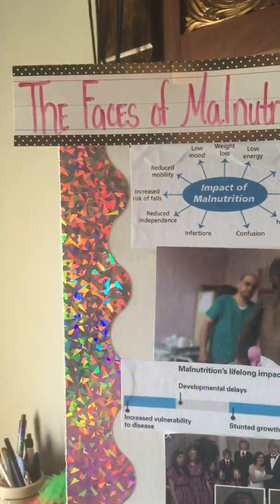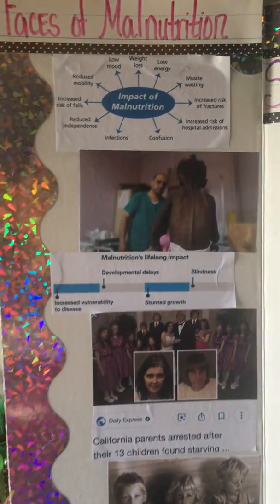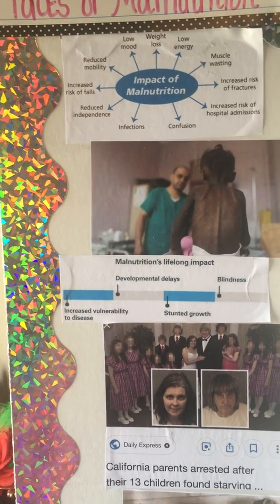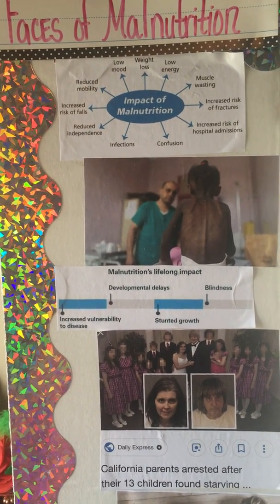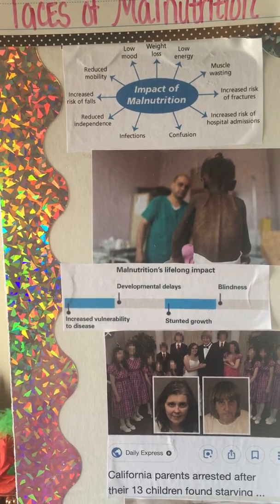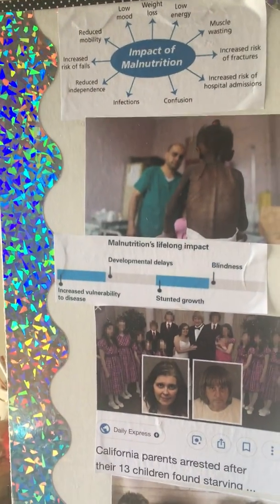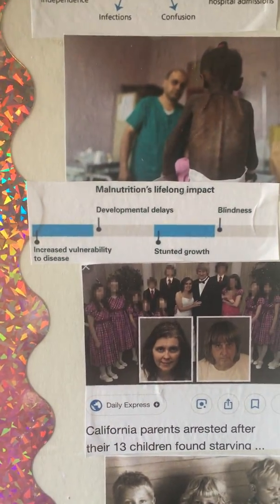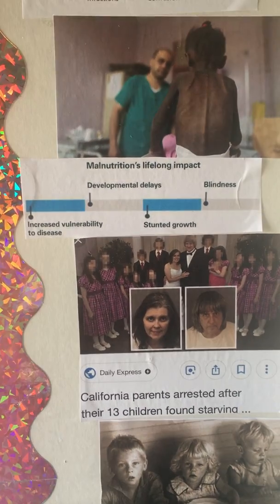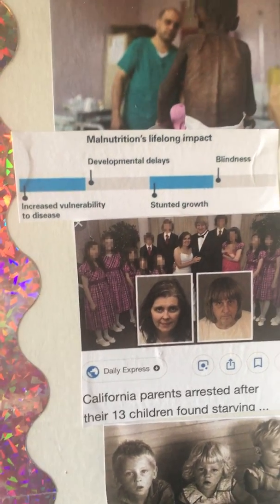On one side of the board, I have the faces of malnutrition, along with charts that describe the impact of malnutrition on children. They experience things such as weight loss, muscle wasting, low moods, confusion, being prone to infections. Some of the long-term impacts are that they have severe development delays, stunted growth, blindness, increased vulnerability to diseases.